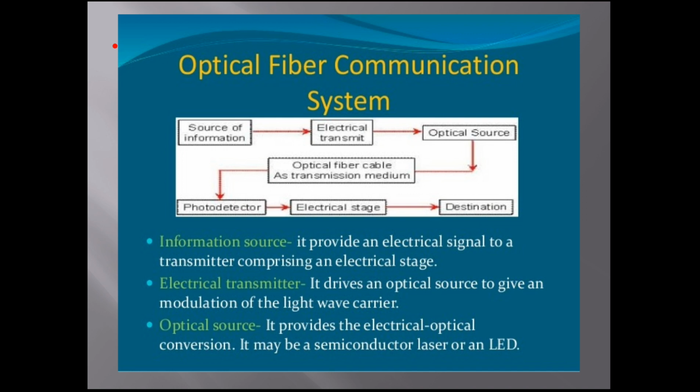Communication through the optical fiber system. The information source provides the electrical signal to the transmitter, comprising an electrical stage. Electrical transmitter: it is the device that drives an optical source to give modulation of a light wave carrier. Optical source: it provides the electrical to optical conversion. It may be a semiconductor laser or an LED.